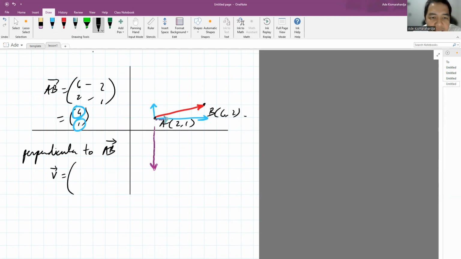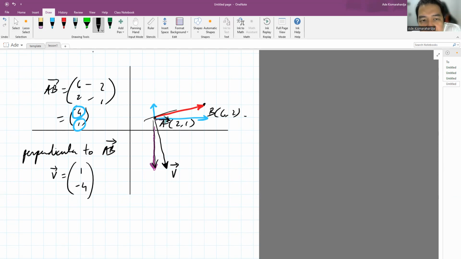So in this case, V has 1 horizontal unit, and then it has 4 units going down. So that's minus 4. So this is my vector, which is perpendicular to AB. Let me call it V. Now, what do we use this for? What are we going to do with V here?